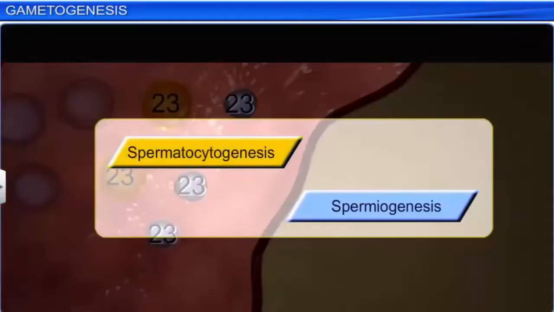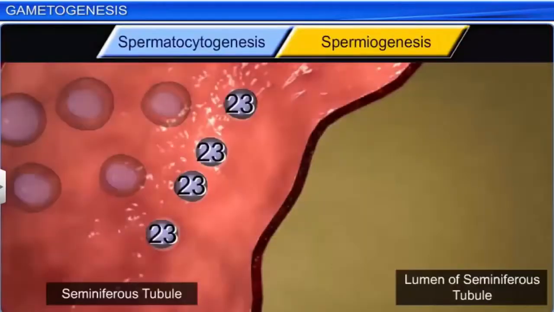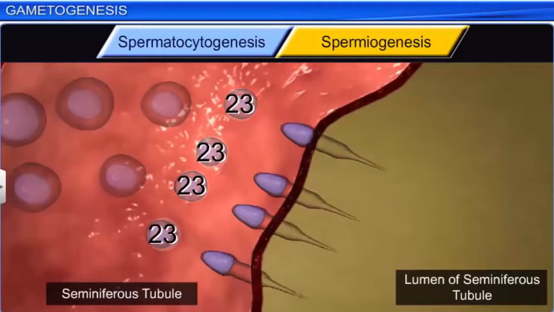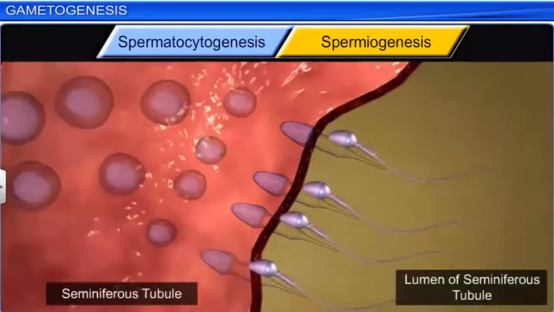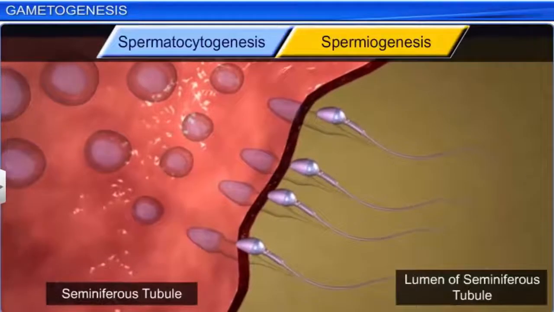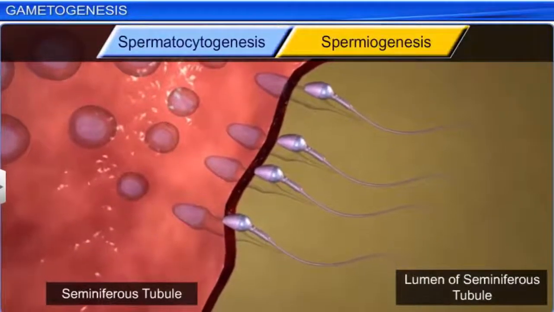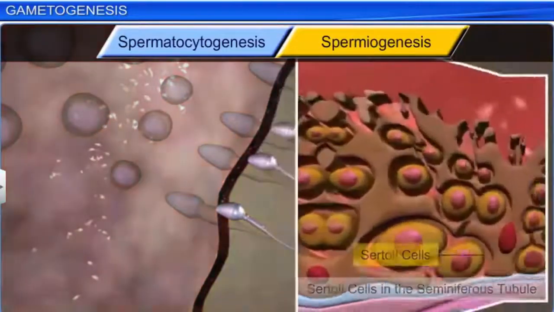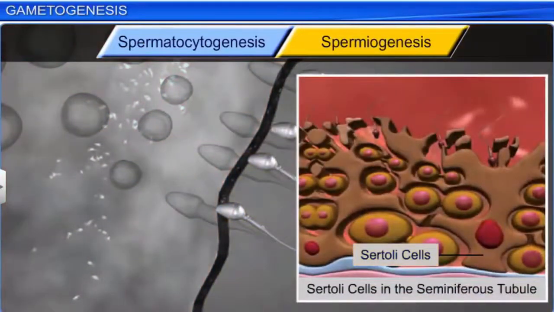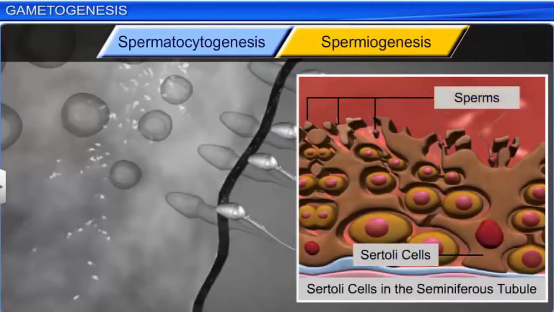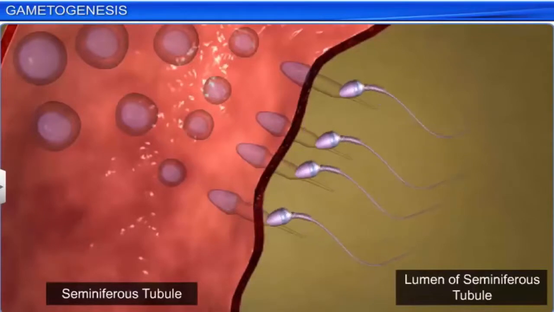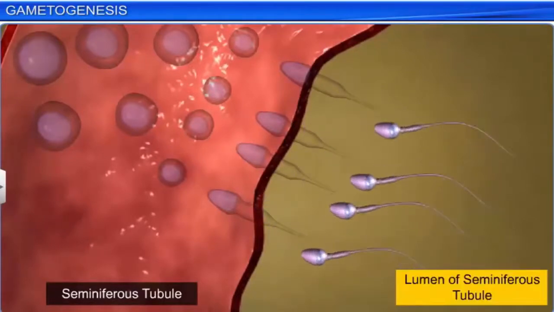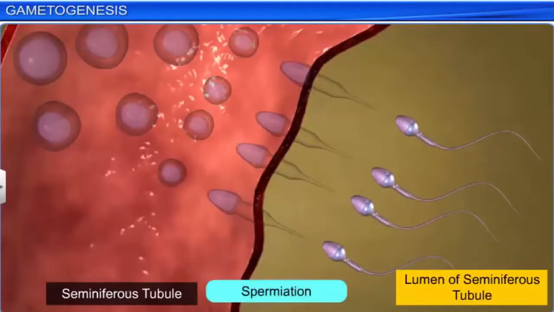Spermatocytogenesis is succeeded by spermiogenesis, during which the spermatids differentiate into elongated and tadpole-like spermatozoa or sperms. However, during this process, the heads of these sperms remain embedded in the Sertoli cells, which provide these developing sperms with nutrition. Post-spermiogenesis, non-motile sperms are released into the lumen of the seminiferous tubules by a process called spermiation.